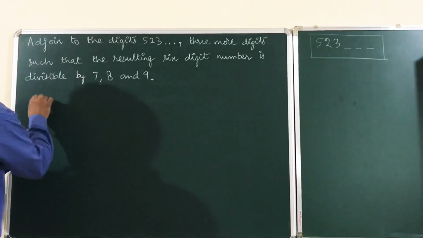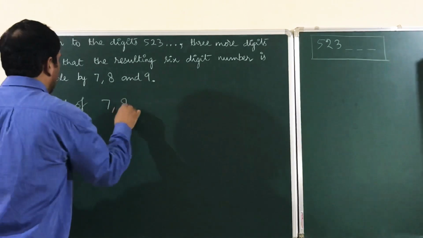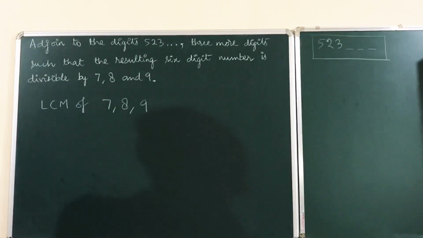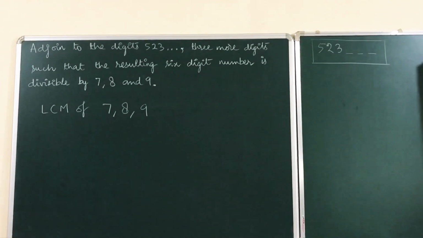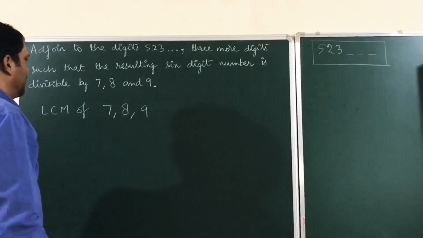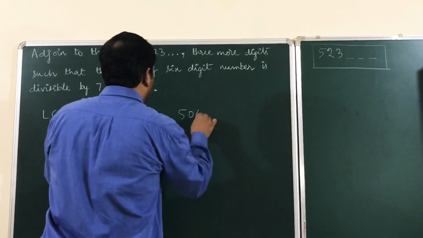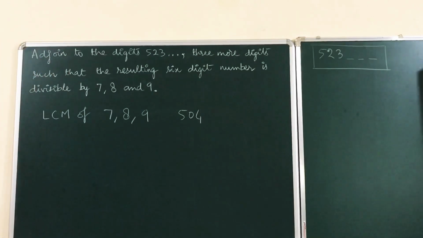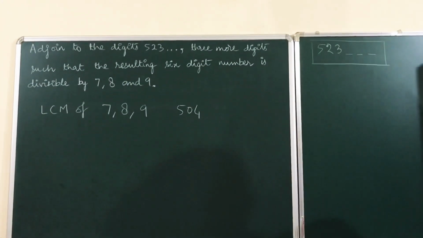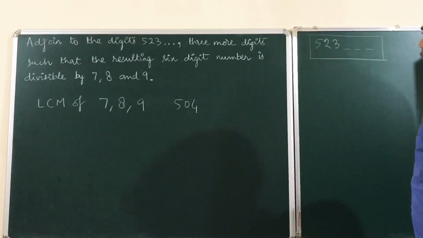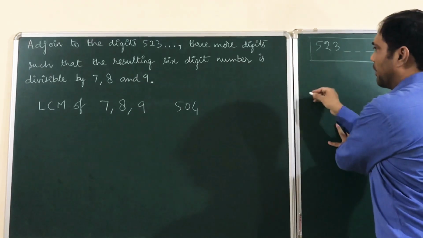So the LCM of 7, 8 and 9, you can easily find it out. It's 56 into 9. It is 504. So the LCM of 7, 8, 9 is 504. Now we are adding 3 more digits in this place so that the total number becomes divisible by 7, 8 and 9.